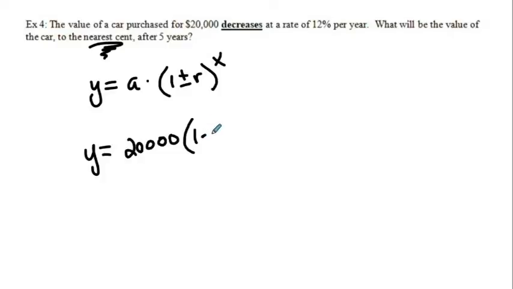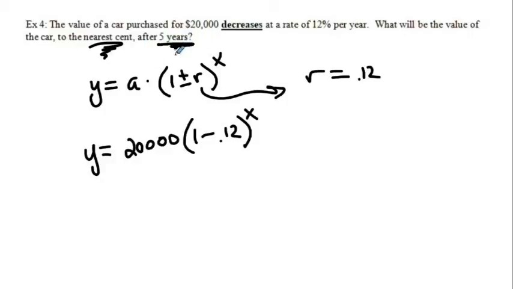All right, so this is decay. We're going to use minus instead of plus in this case. And we're going to get an r value here. So since r is 12%, 12% as a decimal is 0.12. So 1 minus 0.12 to the power of x. We just plug this in here. It is asking us what the value of the car will be after 5 years. So if x represents the number of years, then we simply replace x with 5.